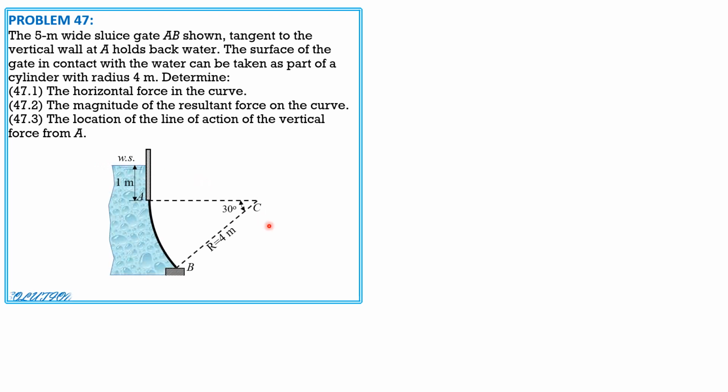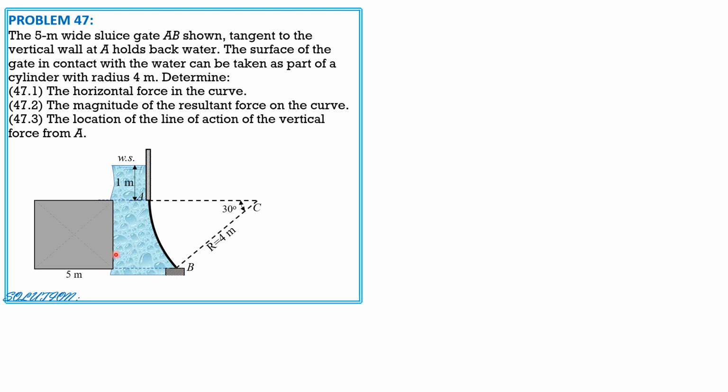So for the solution, for the horizontal component of force on the curve, we draw horizontal lines through A and B to define the vertical height of the projected area of a rectangle, which is 5 meters wide, and this is the height, which can be computed as 4 sine 30. So that's 2 meters.